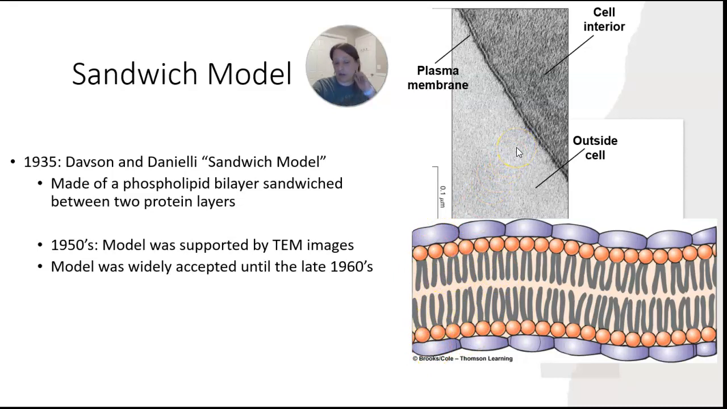In the 1950s, when electron microscopy started to produce good imaging, transmission electron micrographs, there's one shown here, kind of supported this model. You can see it looks like a railroad track, right? And that's how it's been described. This is the plasma membrane. This would be the cytoplasm of the cell. And this would be the extracellular fluid, so outside the cell. And so this looks like, sure, maybe the sandwich model is correct. In fact, that model was accepted until the late 1960s. And so it was accepted for many years.